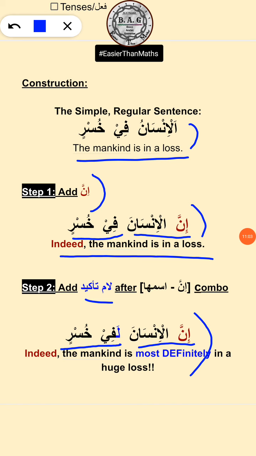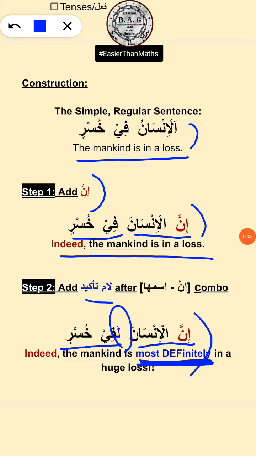You can say the same sentence in 10 different tones, and in each of those tones, the meaning and the essence of those words would differ, right? And this is exactly what's happening here. So, innal insana lafi khusrin. Over here, you are going to put a bit of stress in this Laam-e-taakeed, okay? So that it can give the impression of this thing. Okay, so innal insana lafi khusrin, this is how we usually read it.